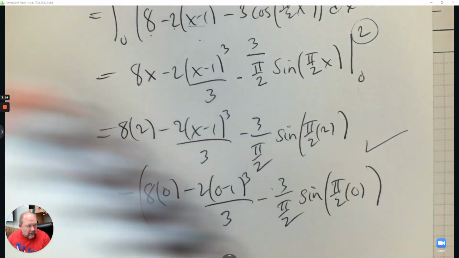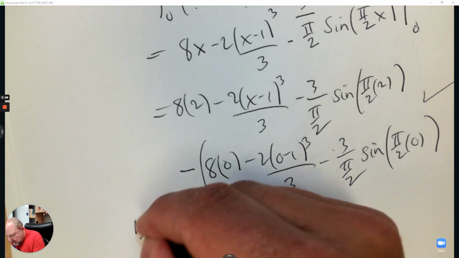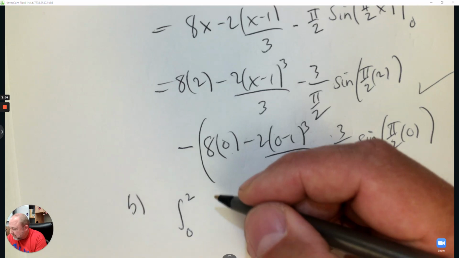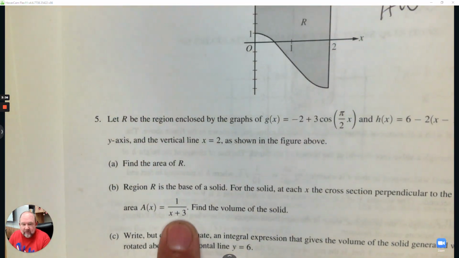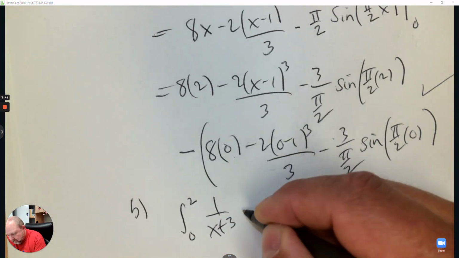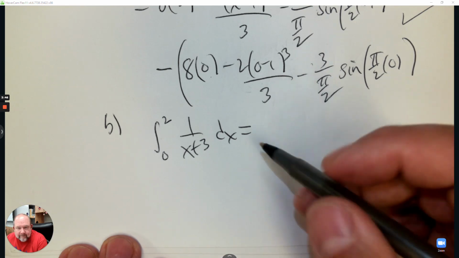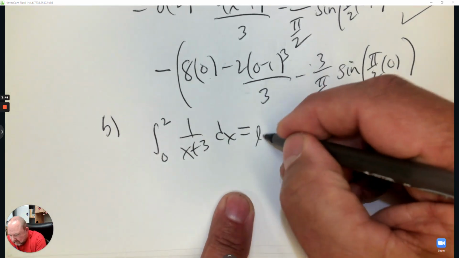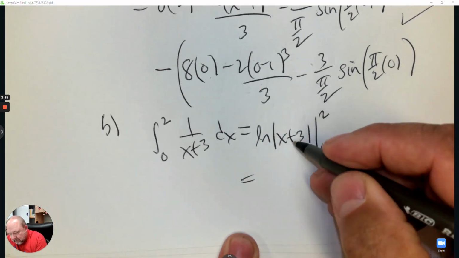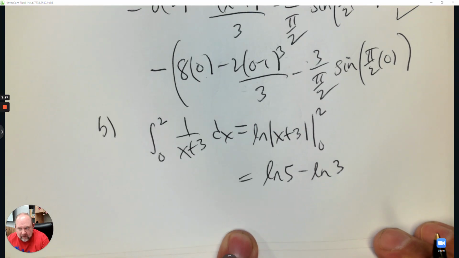So again, we're going to integrate. We're going to integrate from 0 to 2. It already tells me what the area of the cross-section is, which is 1 over x plus 3. And then do it. That's it. So the integration of this is ln absolute value of x plus 3 from 0 to 2. So plug in 2, subtract, plug in 0, and you have the answer for the volume.